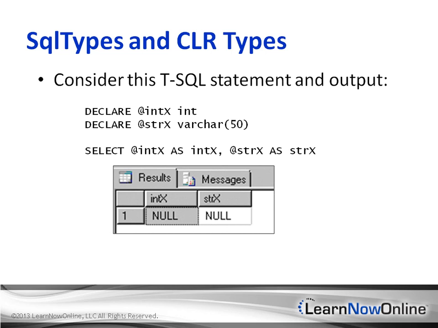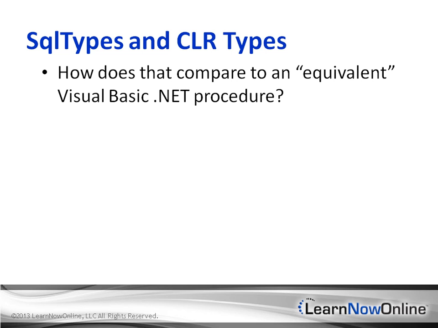Here we've declared two variables, one integer, one a variable length character, and we just asked SQL to select them. Because there are no values assigned to those variables, the results are null. And this is what we expect. But if we take a look at a VB.NET equivalent, what are the results?